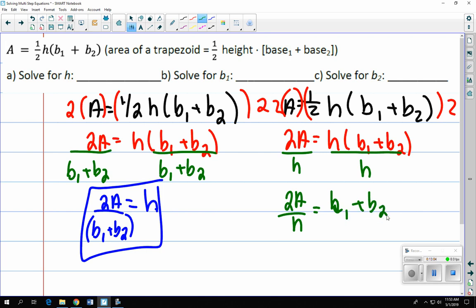Now, in order to solve for a base, it does not matter which base, you are just going to subtract. So if I'm going to solve for b1, I'm going to subtract b2. And my final equation is going to be 2a divided by h minus b2 is equal to b1. And if I was solving for b2, b1 and b2 would just be reversed.